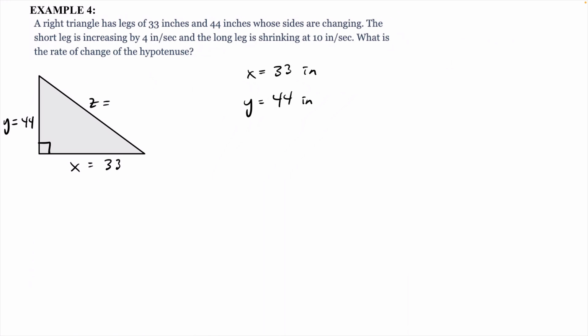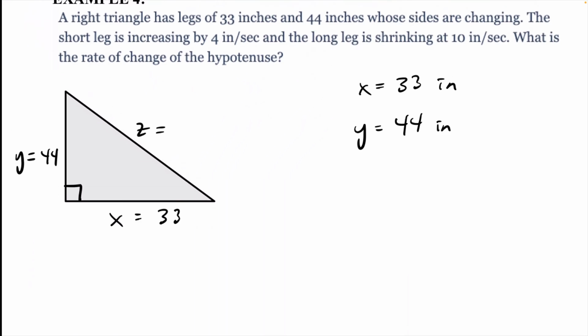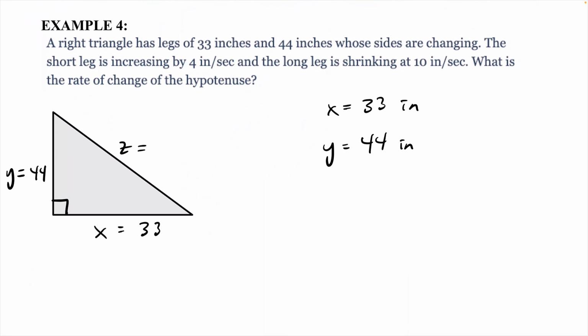What else do we know? We don't know z. I don't know what z is. But I know that the short leg, x, is increasing by 4 inches per second, and that the long leg, y, is shrinking at 10 inches per second. So how do we write that? How do I write that on my list?